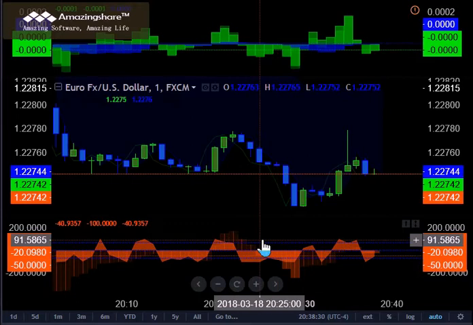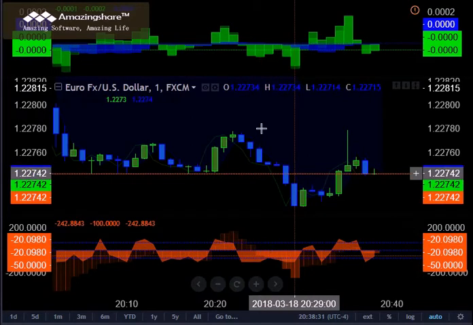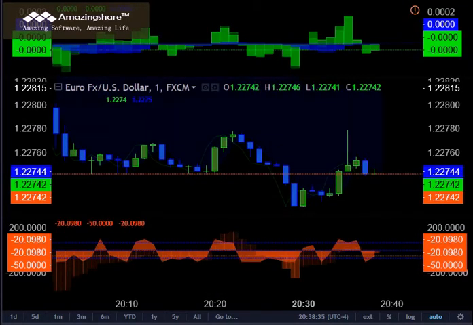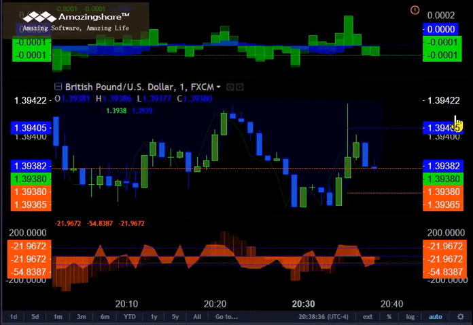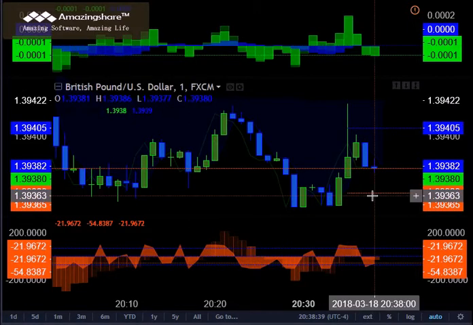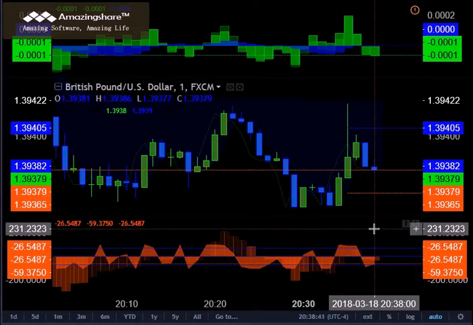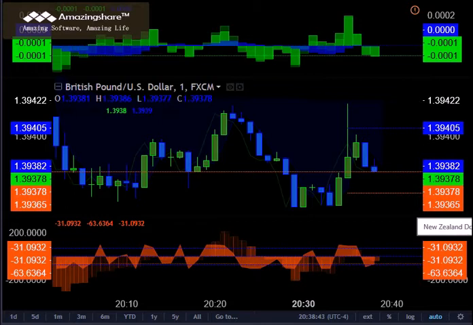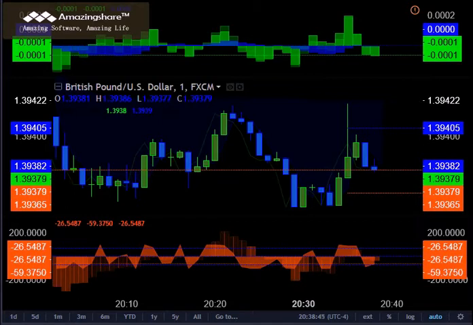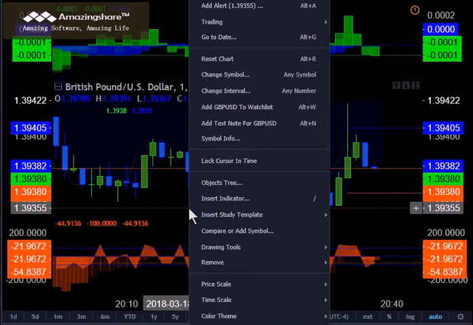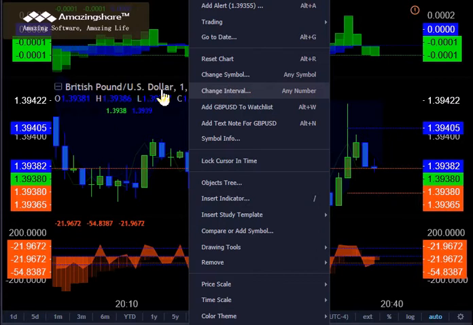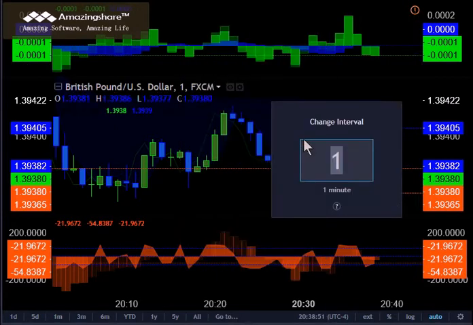Euro dollar, 1 minute, same scenario with a pin bar. Let's take a look at this pound US dollar. So we're coming in on our target around this 139.36 and a half. Look at this trade on a daily chart. We'll just cycle through it. We'll go through, take a look at it on a 3 minute.